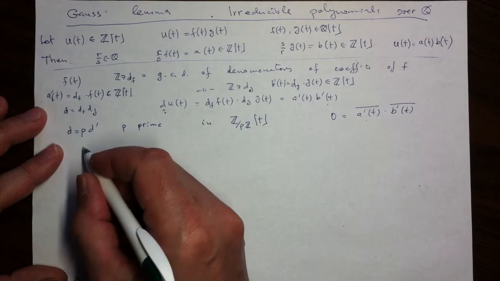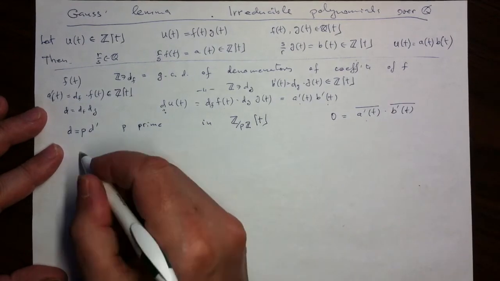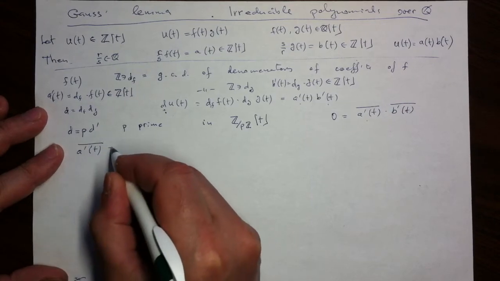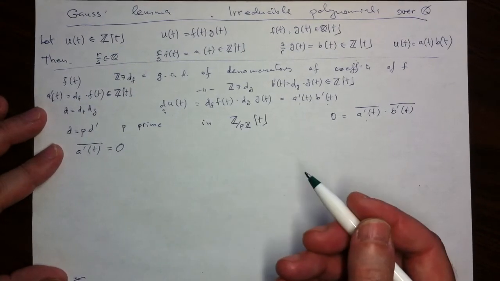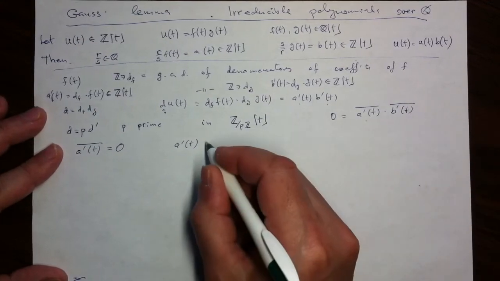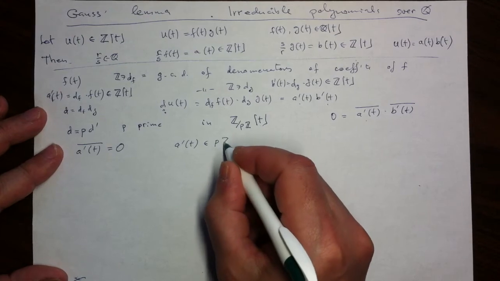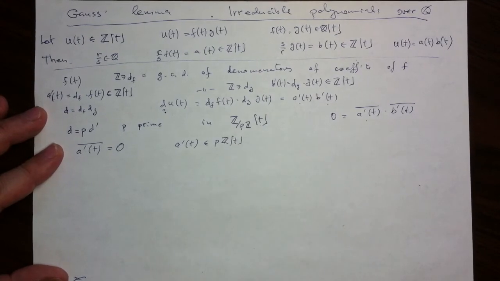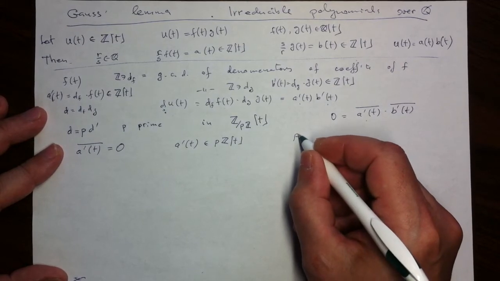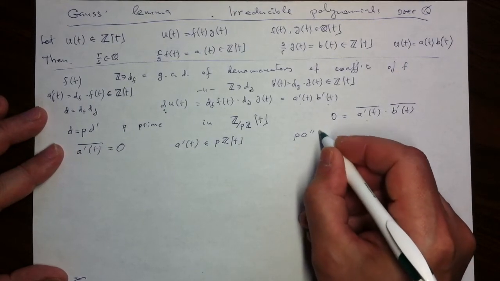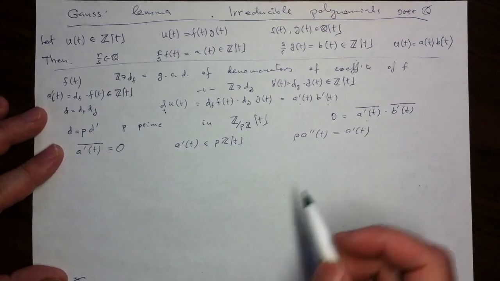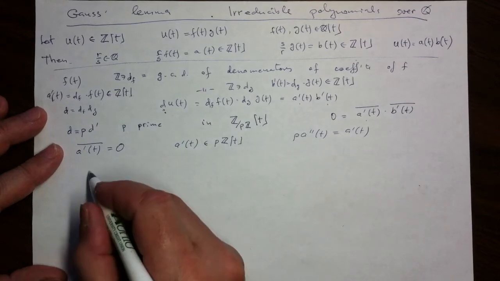So let's just fix aside, assume that a prime reduced is 0. Well, what does it say? It says that a prime is all a multiple of p. All the coefficients are divisible by p. So we can factor a prime as some other polynomial times p. And now let's bring it back to this factorization. Let's look at what it says.